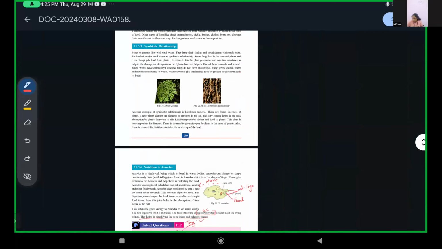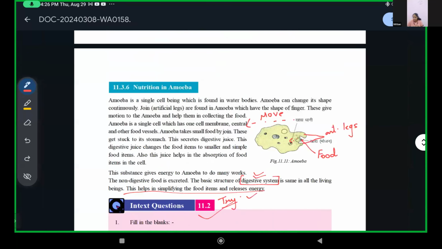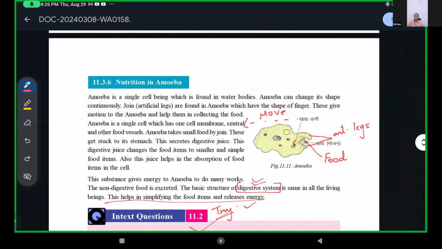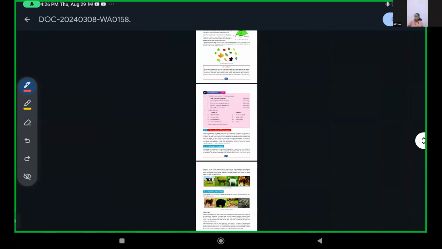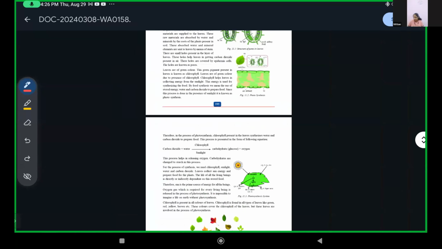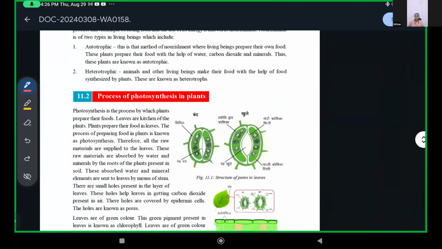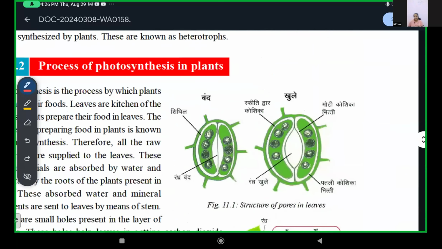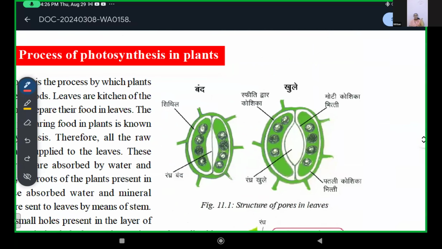In fact, the amoeba diagram also. You guys can draw it. The amoeba diagram is literally in every chapter. We've drawn it many times, so I know how to draw them.